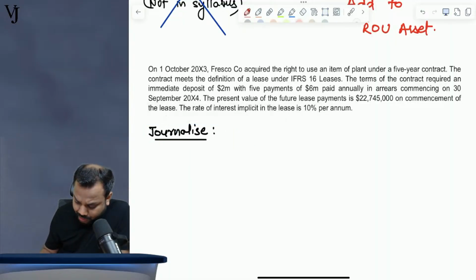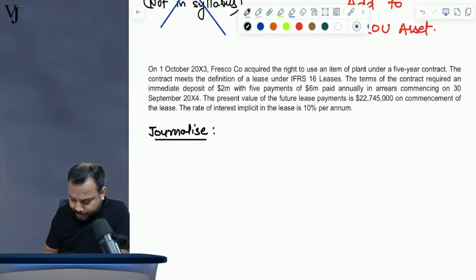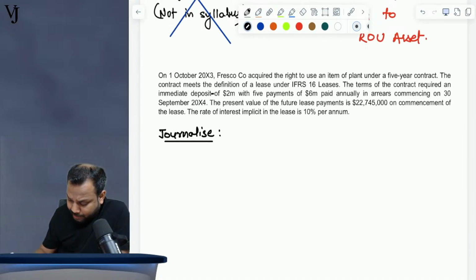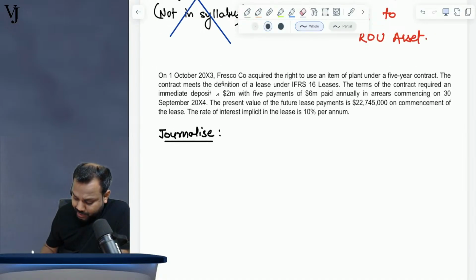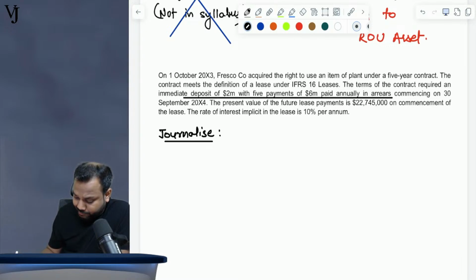On 1st October 20x1, Fresco acquired the right to use an item of plant under a 5-year contract. The contract meets the definition of a lease. The terms of the contract required an immediate deposit of 2 million, with 5 payments of 6 million paid annually in arrears, commencing on 30th September 20x4.